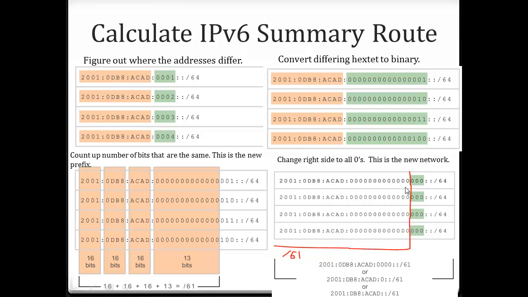We then do the same thing that we did with IP version 4: convert that whole right-hand side to all zeros, convert it back, in this case to hexadecimal, and that's our new network address. In this example, all 4 of these networks summarize to 2001:DB8:ACAD::/61. There are some more examples in the curriculum in this section for IP version 4 and IP version 6 summary route calculations. I encourage you to take a look at those to get some extra practice.